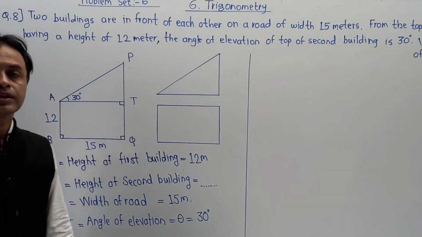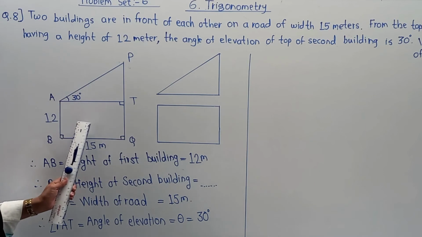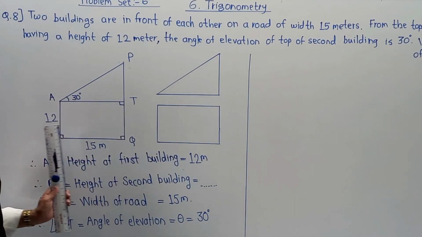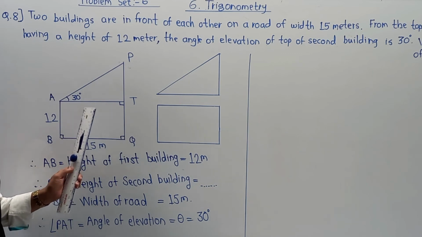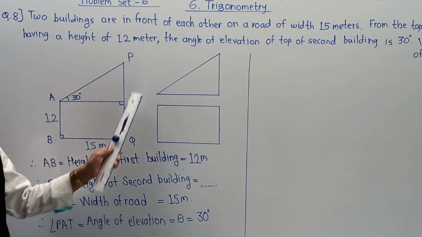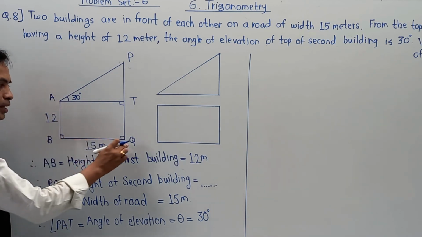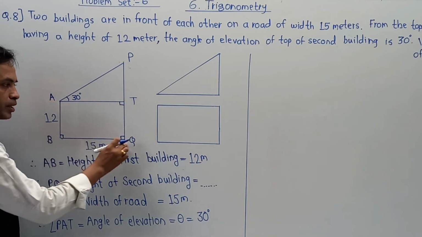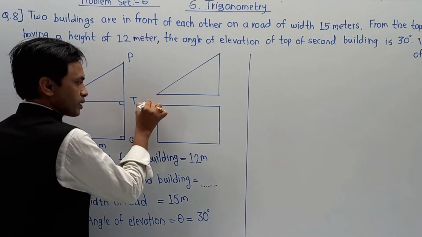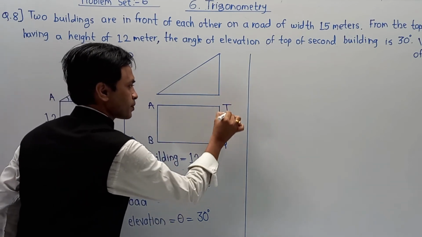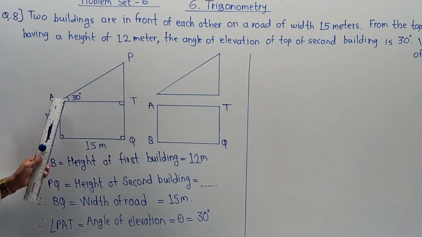So friends, just for your understanding, I have split this diagram into two groups. Why? Because one part at the base is a rectangle, and the second part, APT, is the upper triangle. So one by one, first observe only ABQT. I am going to draw it over here: A, B, Q, T.